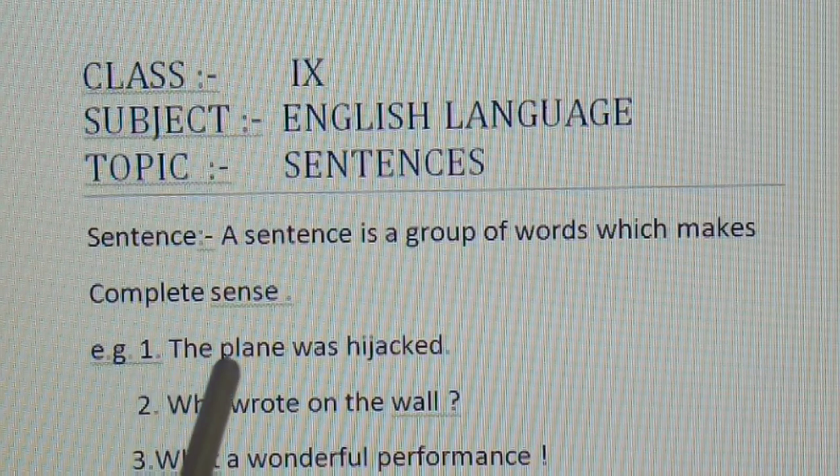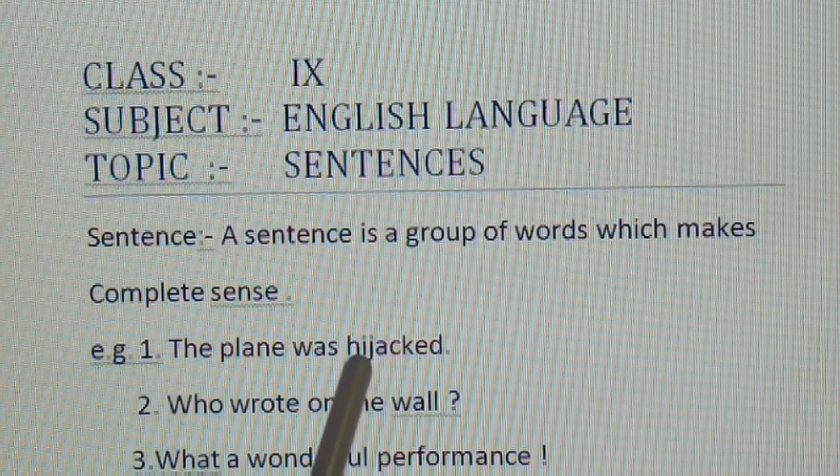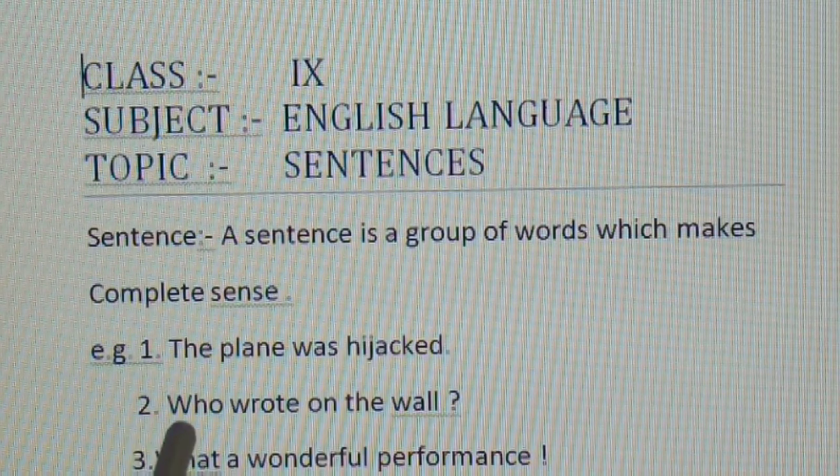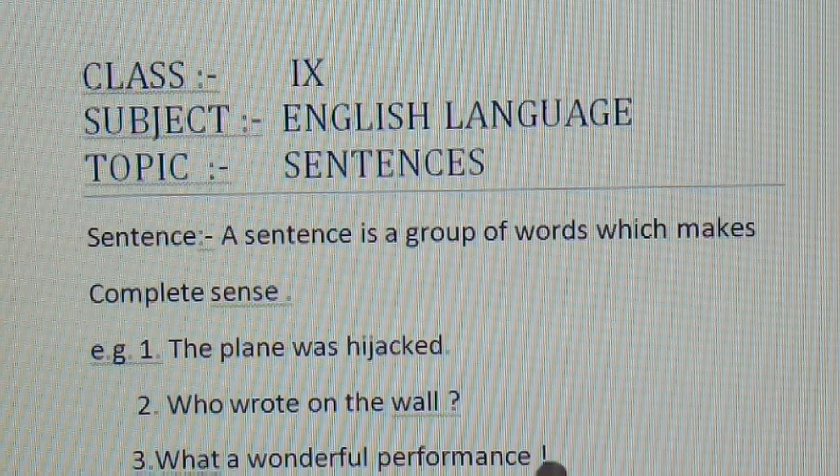For example, the plane was hijacked. Full stop. It's a complete sense. You will find a complete sense, right? Second, who wrote on the wall? It's a question mark. The third one is, what a wonderful performance! Exclamation mark.